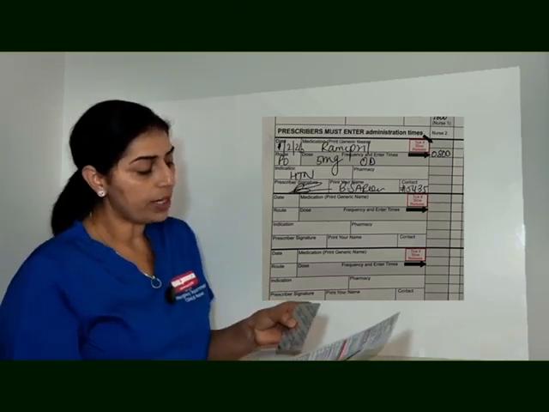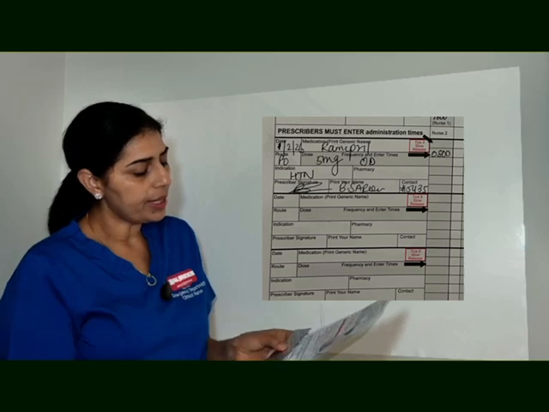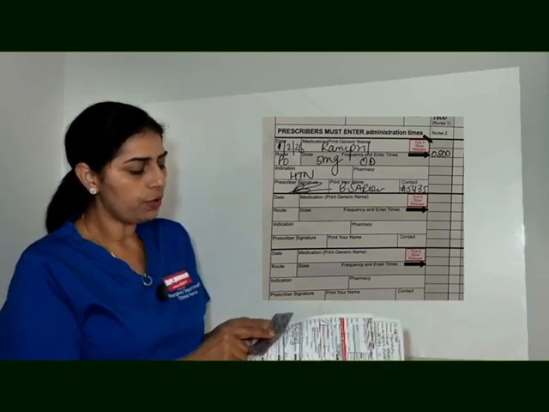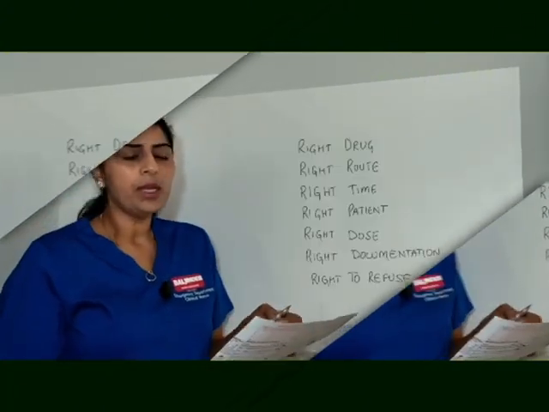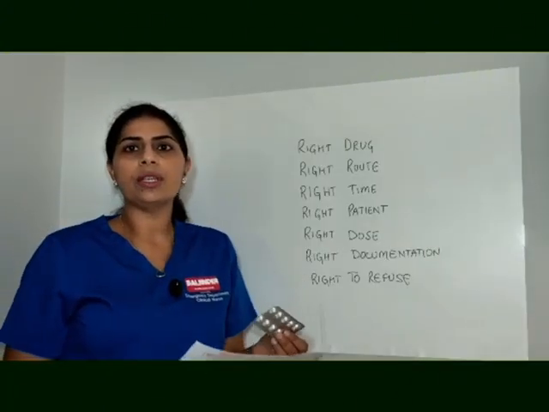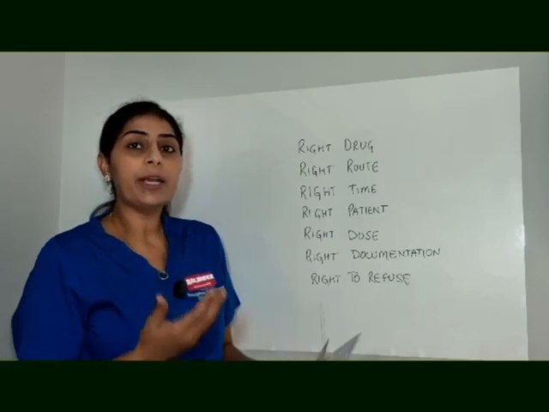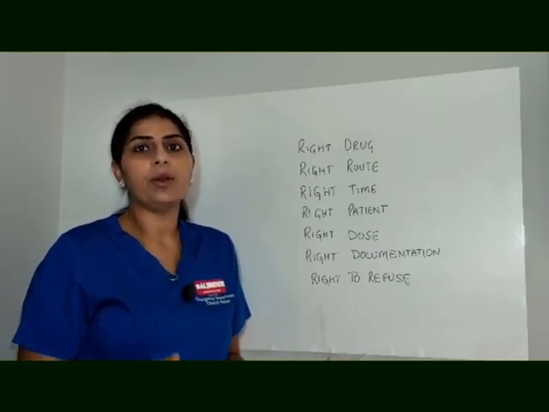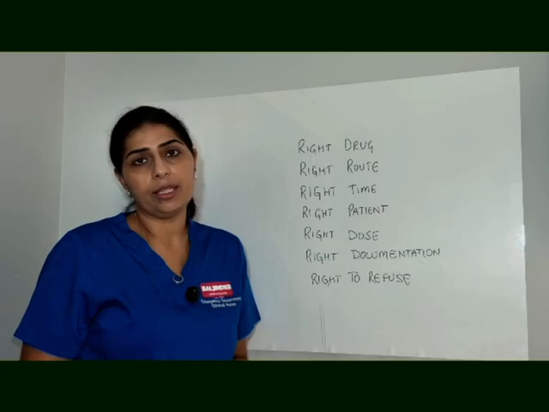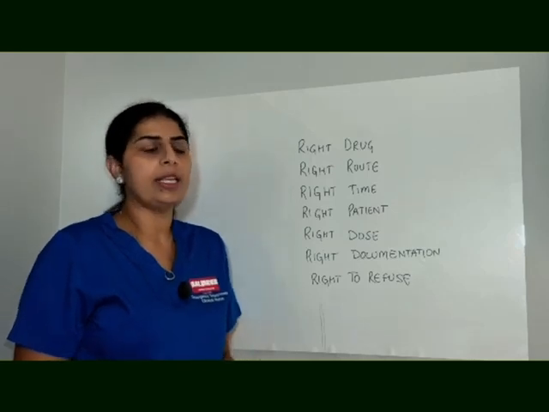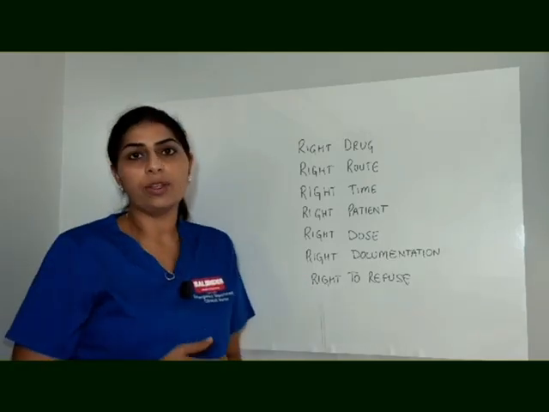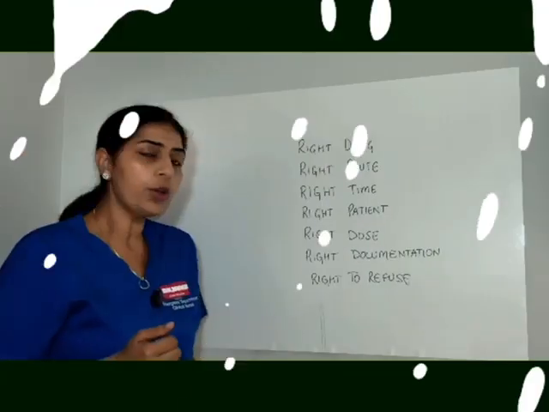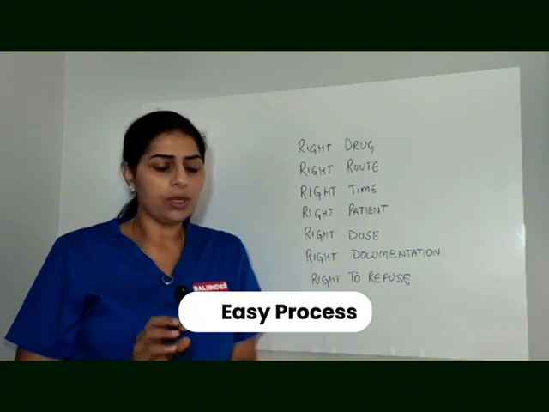So I've checked that the drug that's available is the right dose, 5 milligrams Ramipril, and then I check the expiry date. It's very quick to do the 7 rights. And when I check the patient's ID, I also confirm that they are okay for me to prepare this drug. If the patient agrees to it, then I've also made sure that I've checked the 7th right, their right to refuse. So very easy process.